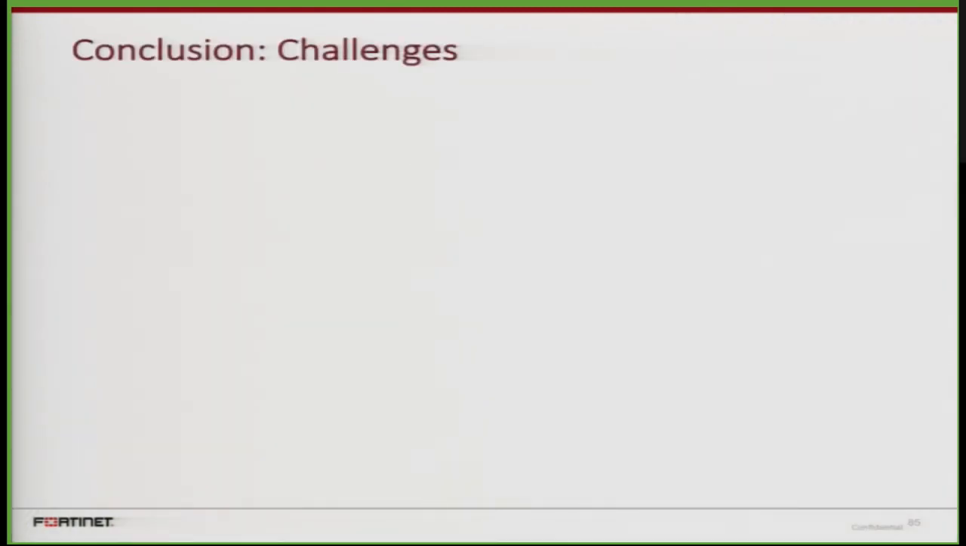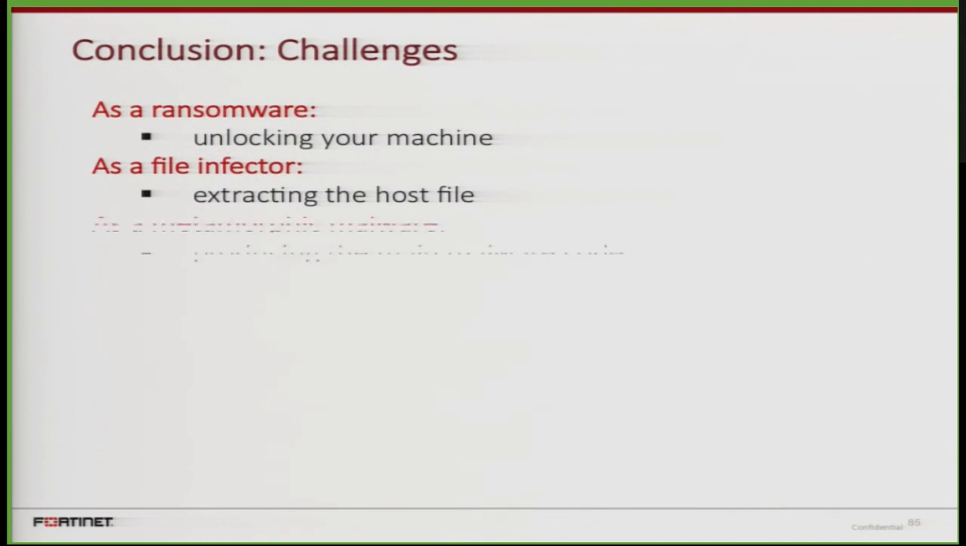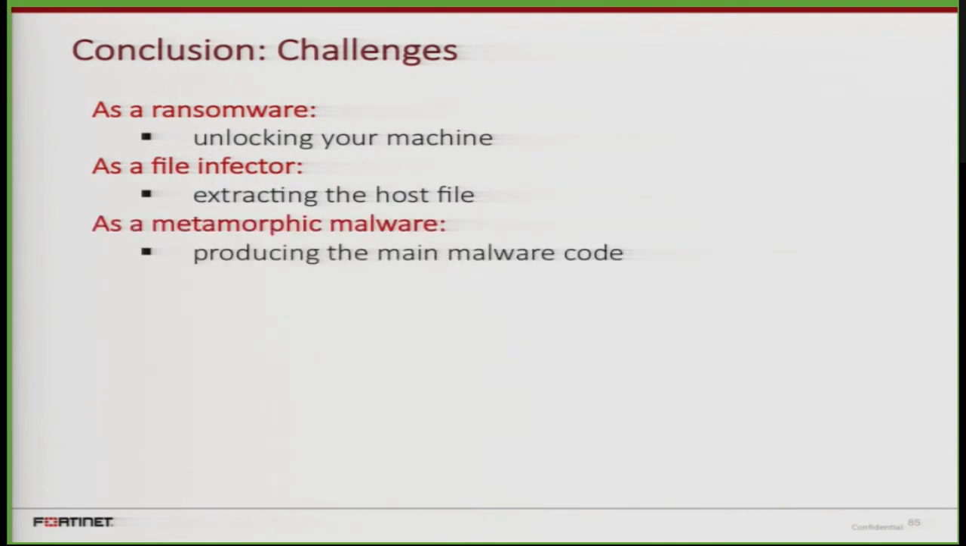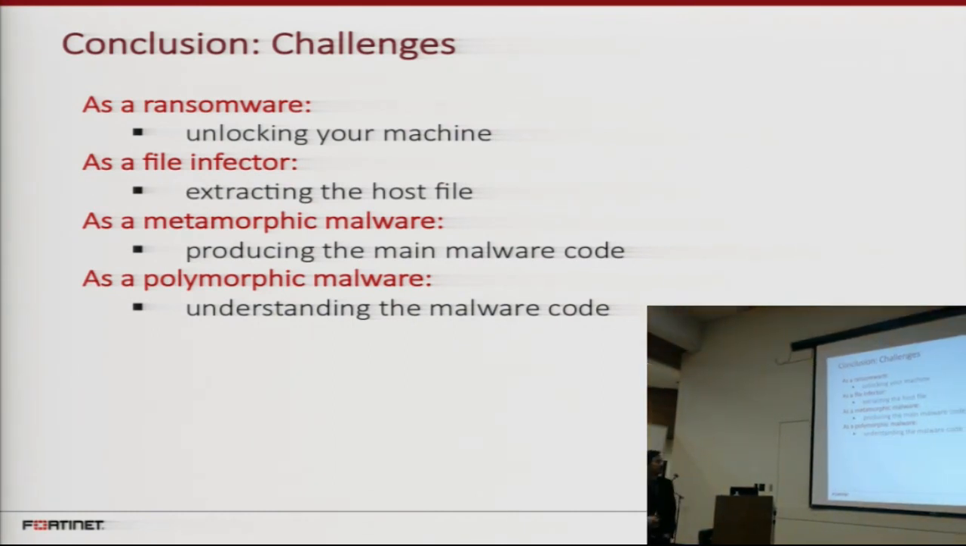Oh, we're done. Not yet. In conclusion, only in 30 minutes. Some challenges in ransomware: sometimes it's hard to unlock your machine. If it is a file infector at the same time, you have to extract the host file. For the metamorphic malware, producing the main malware code is sometimes hard. As a polymorphic, it's hard to understand the malware code. Most of the time, it takes you a longer time to look into that.